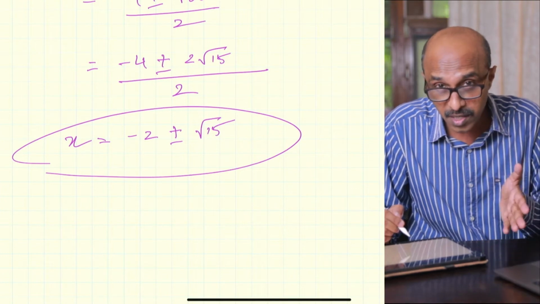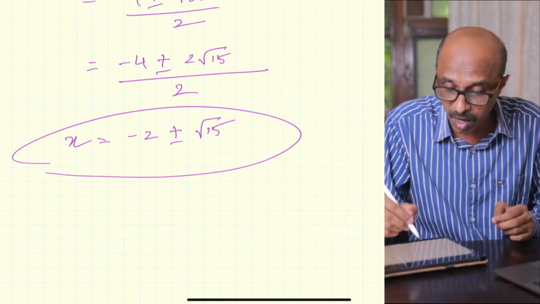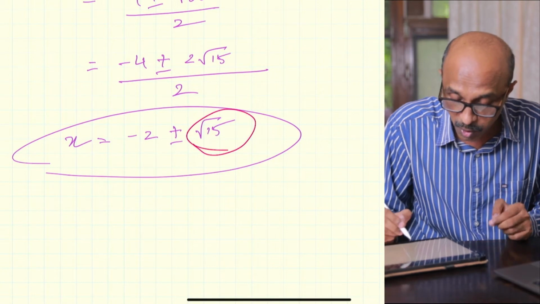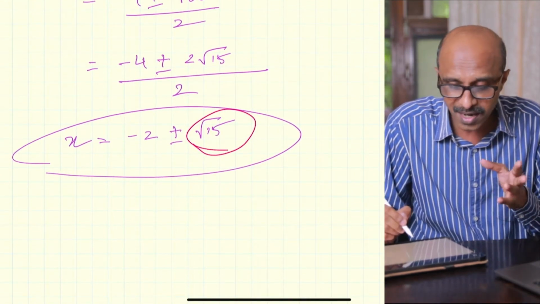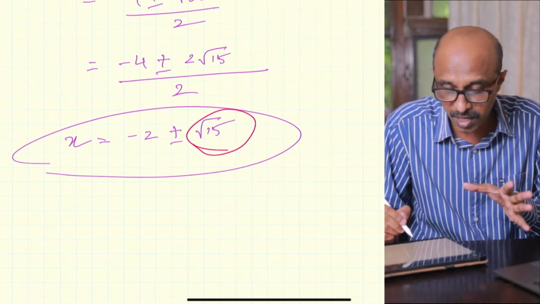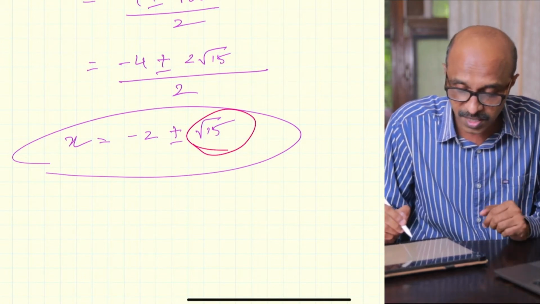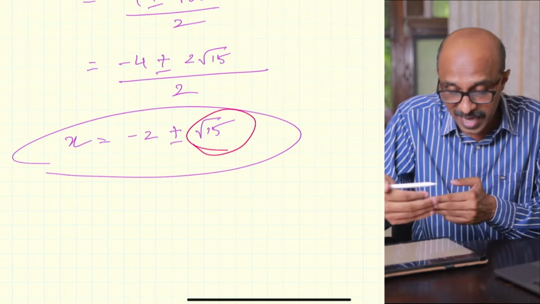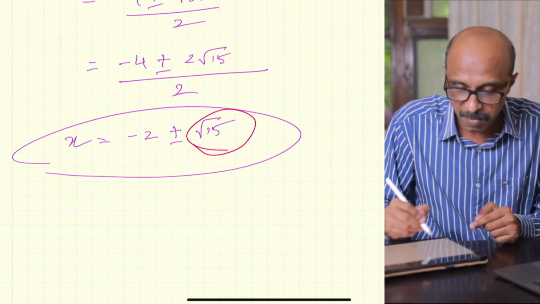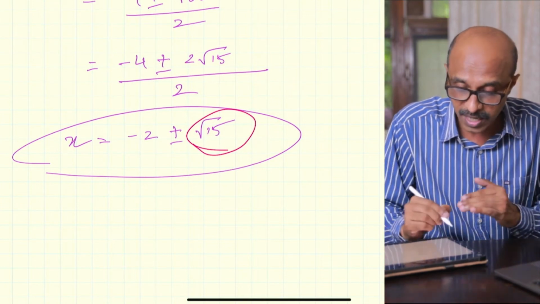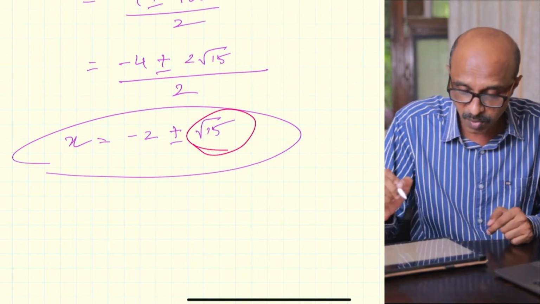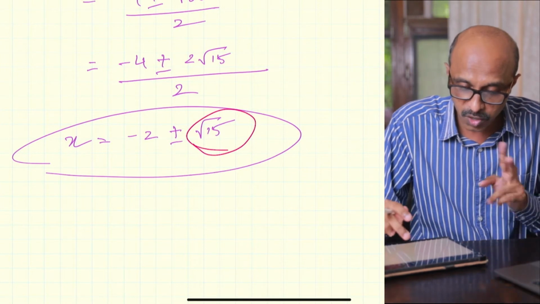If you are allowed to use your calculator, if you're in IGCSE or IB, then you have to work out the square root of 15 on your calculator up to 2 or 3 decimal places. Mostly in IGCSE and IB, they ask you to report the answer in 3 significant figures. Make sure you do that and then complete that answer. But if you're in a national curriculum like ISC, ICSE, or HSC, then you can leave the answer just like that: negative 2 plus or minus square root of 15. Those are the two values of x.